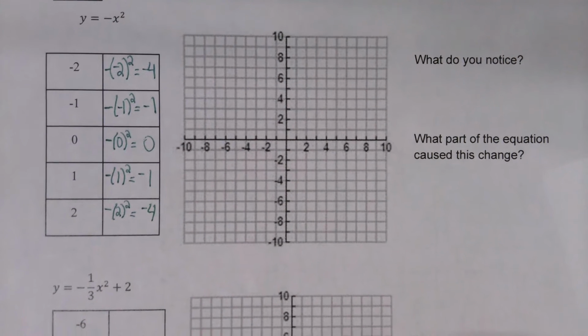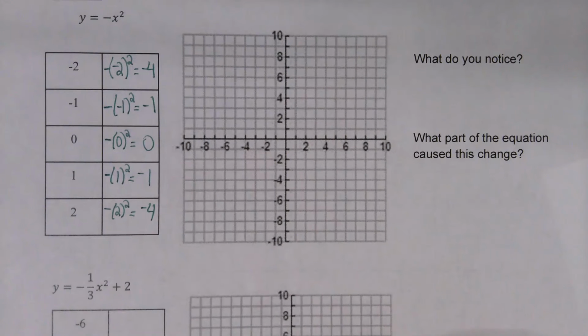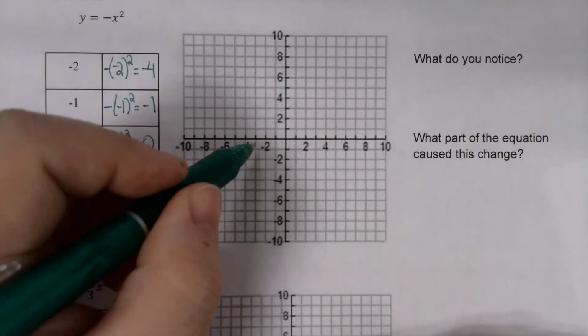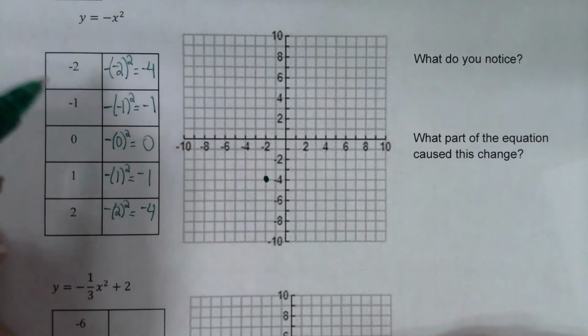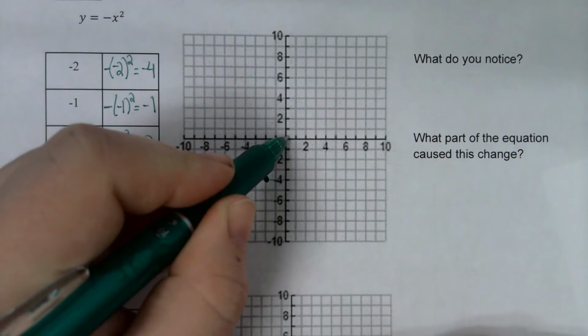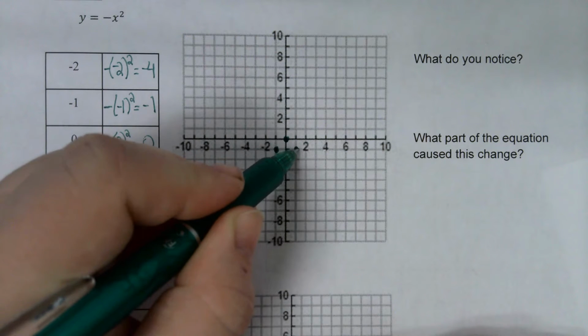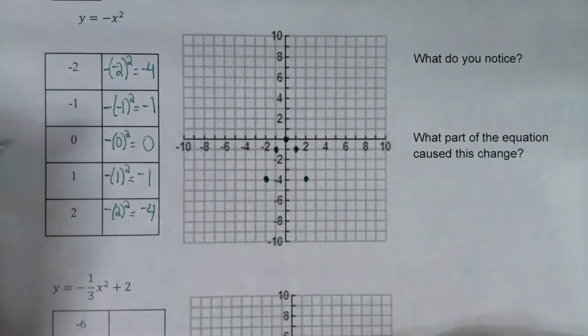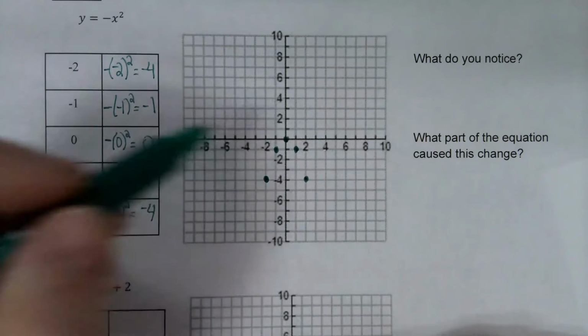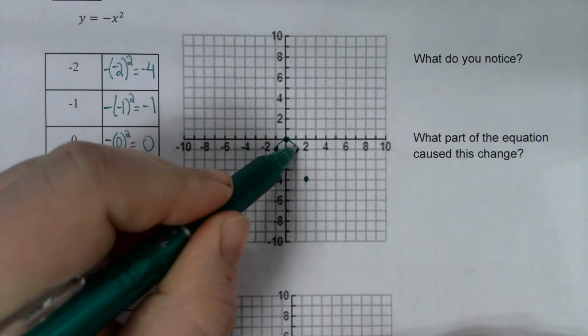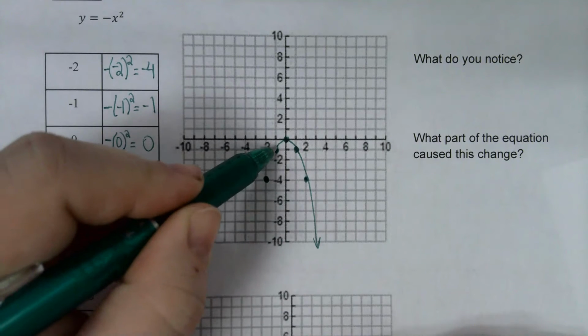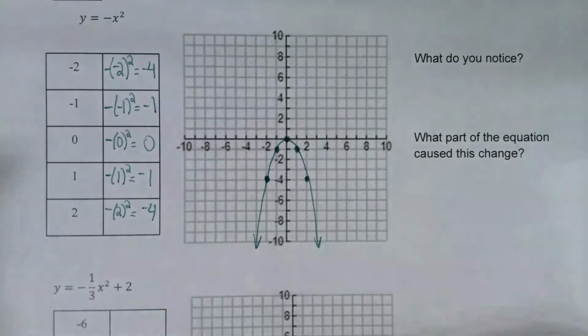Let's go ahead and plot these points and see what happens to the shape of our graph. -2, -4, -1, -1, 0, 0, 1, -1, and 2, -4. When I look at this graph now, we're seeing for the first time what happens to make it open down. We finally have our vertex acting as a maximum. So what happened was our graph went from opening up to opening down.